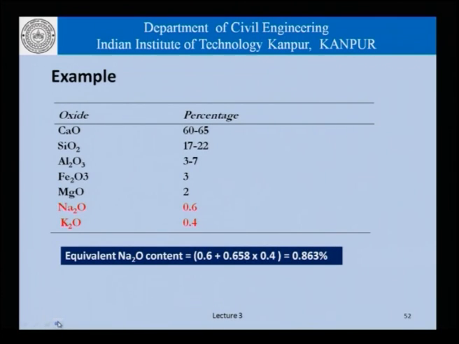If we go back to the picture that we had seen earlier, where the Na2O and K2O in the cement composition were given to be 0.6 and 0.4% by mass, then the Na2O equivalent of this cement is 0.6, which is this number, plus 0.658 times 0.4, which gives us a total alkali content or an equivalent Na2O content of 0.863%. Based on this number, the cement can be classified as high alkali or low alkali.